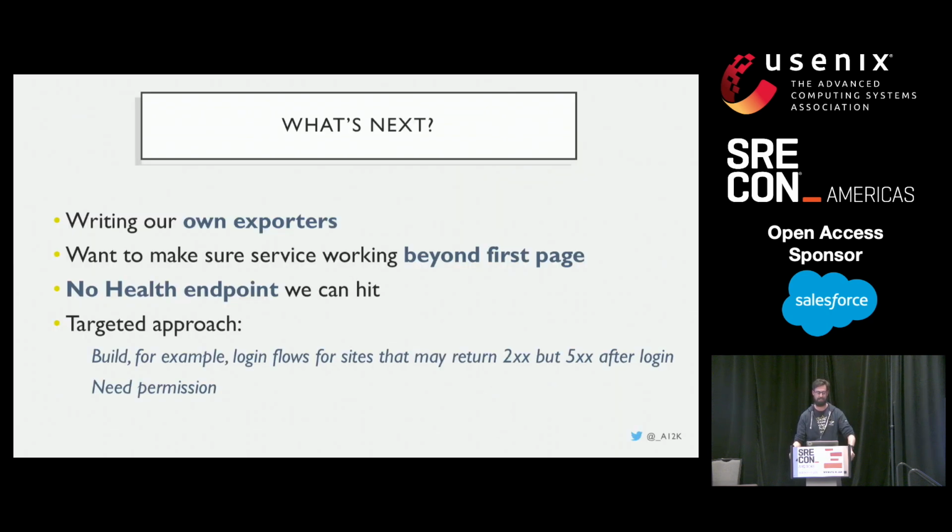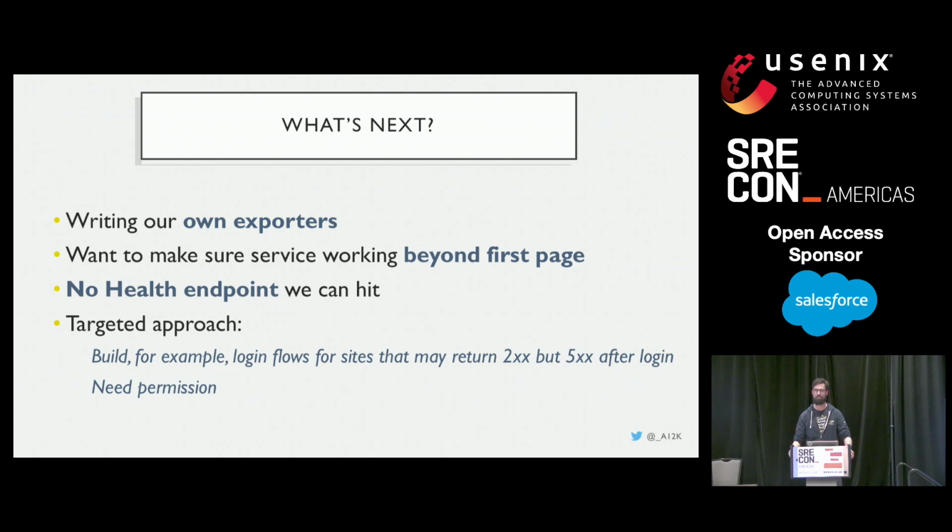So what's next here? I'd like to write our own exporters. I'd like to get past the front pages, for example, on a login flow, where the front page may return a 200, but then post-login, you return a 500. That's not useful data. It's not useful to say your login to your application is returning a 200 when it returns a 500 on the back end.